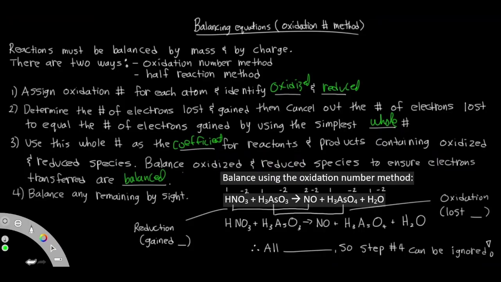However, this doesn't always occur, okay? In a perfect scenario, this would happen, but sometimes it does not. Then we have to do number 4, we have to balance any remaining atoms. As an example, balance using the oxidation number method.